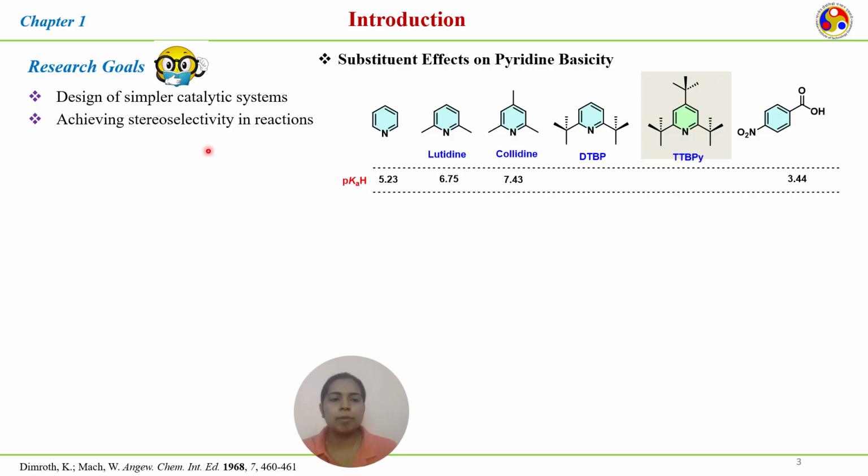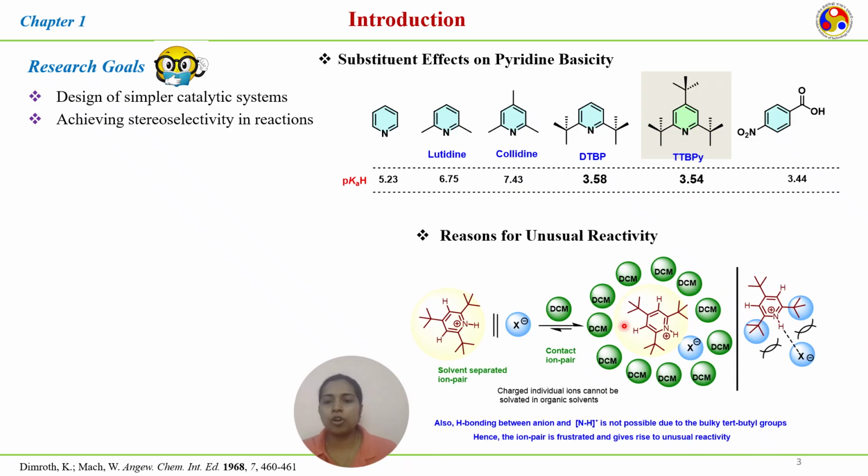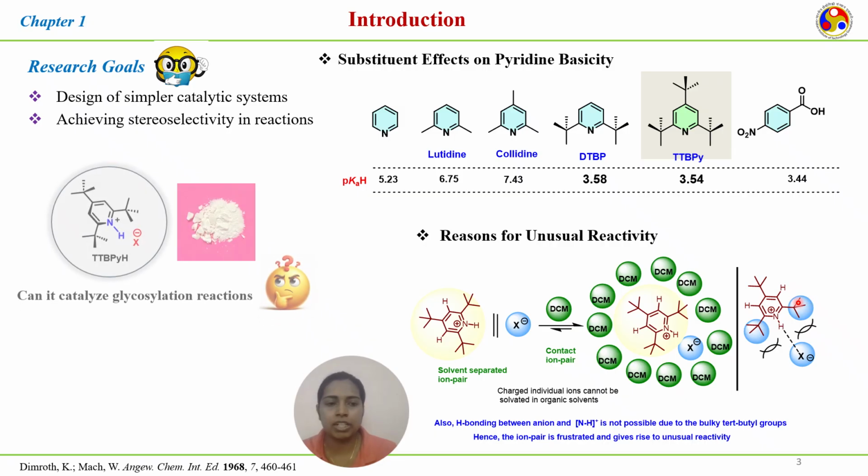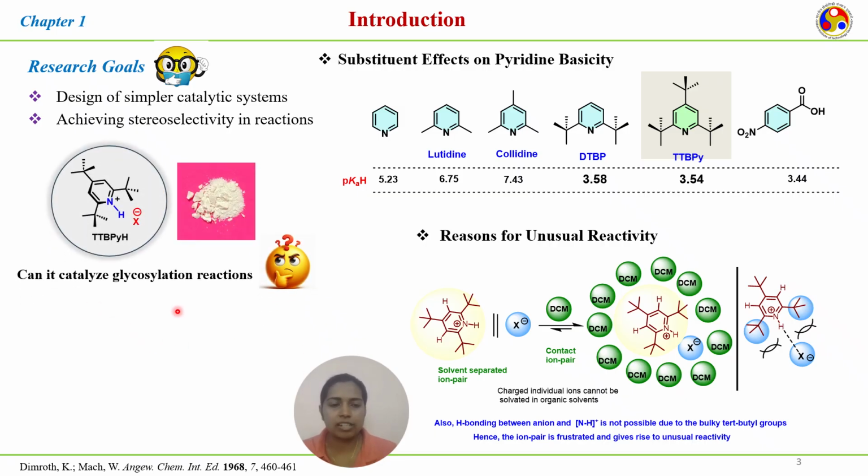In my PhD journey, my main motive was to design a simpler catalytic system for achieving stereoselective glycosylation reactions. These are some well-studied bulky pyridine derivatives. If you see the pKa trends from pyridine to collidine, the pKa value gradually increases, but from collidine to TTBPY, the pKa value decreases. This weak basicity is due to the poor solvation in aqueous medium. In the nonpolar medium, a contact ion pair forms, but the hydrogen bonding between this cation and anion is not possible due to these bulky tert-butyl groups. So this ion pair becomes frustrated and gives rise to unusual reactivity. Inspired by this distinct reactivity, we thought, can it catalyze glycosylation reactions?